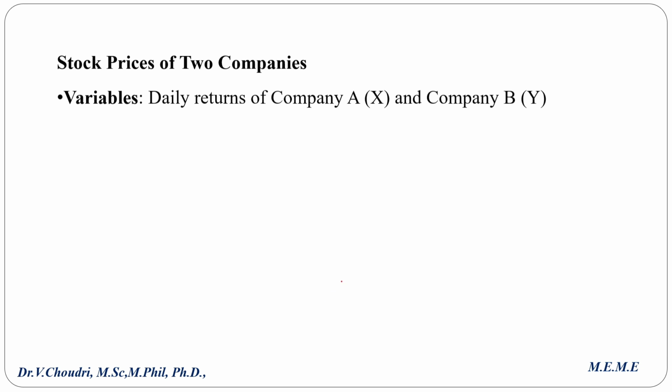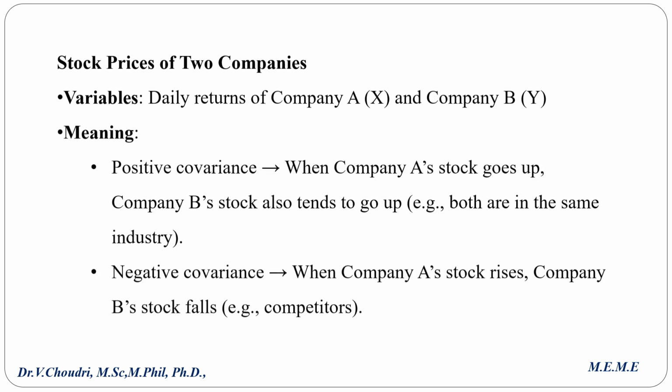When we take two companies in stock prices, daily returns of company A and company B, we analyze these two companies A and B by introducing the variables x and y. When company A's stock goes up, B's stock also tends to go up. So both are having positive covariance. Both are in the same industry, for example, Tata Motors and Tata Power or Tata Steel, like this.